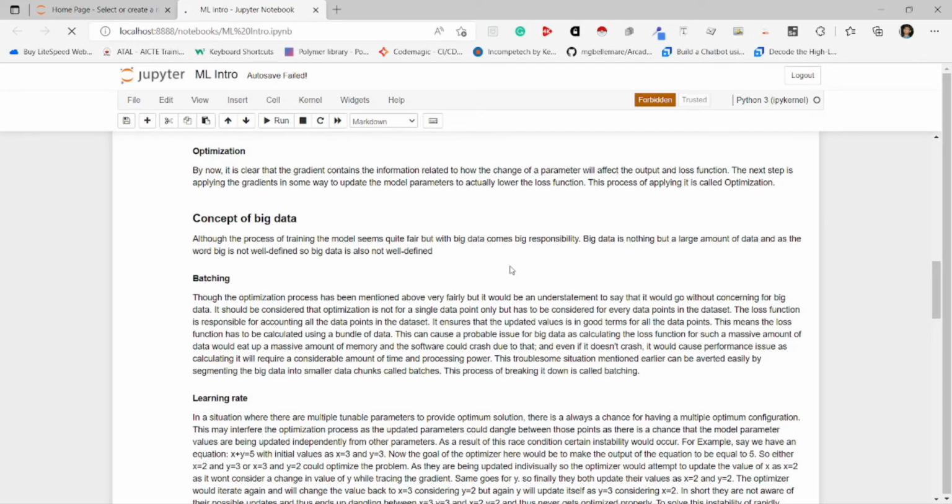This can cause a probable issue for big data, as calculating the loss function for such a massive amount of data would eat up a massive amount of memory and the software could crash due to that. And even if it doesn't crash, it would cause performance issues as calculating it will require a considerable amount of time and processing power. This troublesome situation can be avoided easily by segmenting the big data into smaller chunks called batches. This process of breaking it down is called batching.